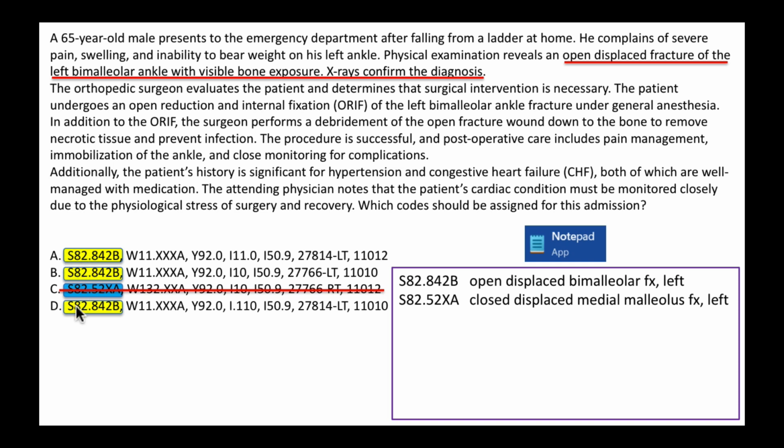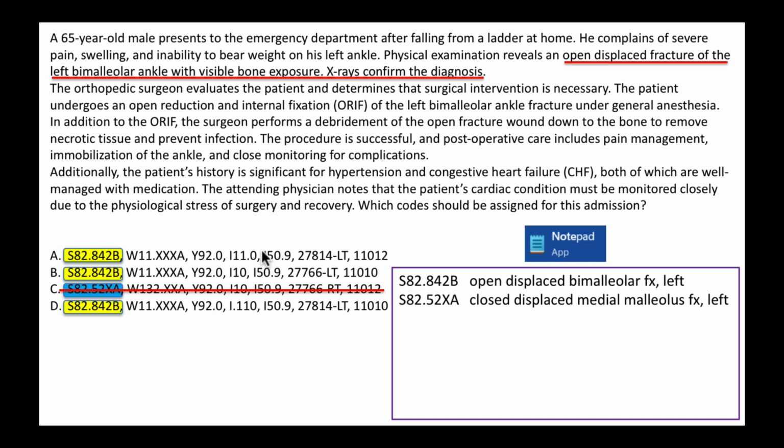A, B, and D are still remaining, so we need to look at the next group of codes. Since they all have the same codes, W11.XXXA and Y92.0, we cannot use these codes for our process of elimination. Let's move on to the next group of codes.